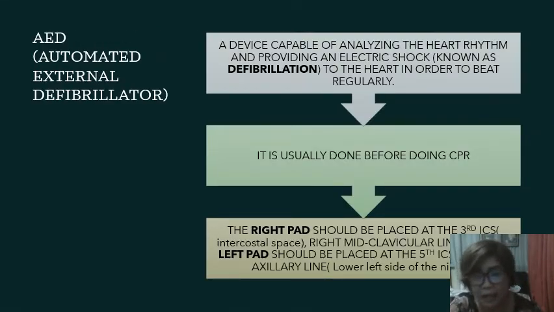Now, what is an AED? AED is an automated external defibrillator. It is a device capable of analyzing the heart rhythm and providing an electric shock known as defibrillation to the heart in order for the heart to beat regularly. During an emergency situation, before you give CPR, if you are able to acquire an AED, the better, because you will be able to provide shock to the heart and then you give CPR manually.